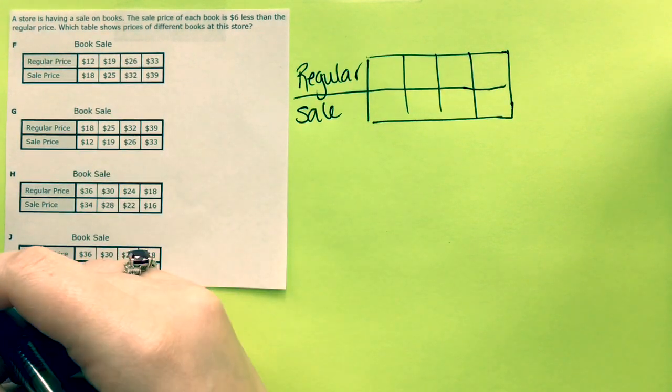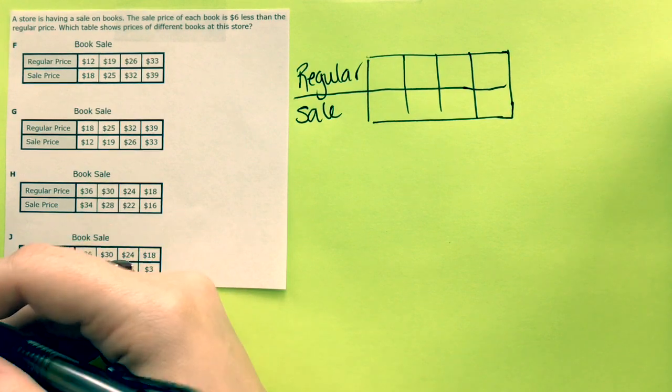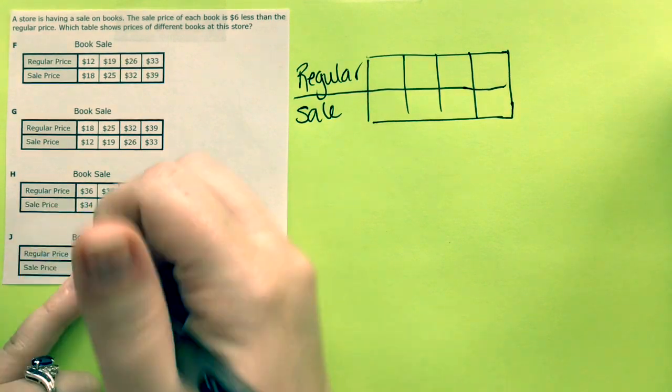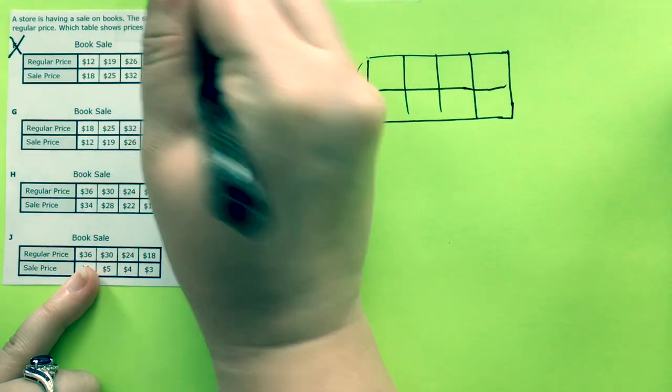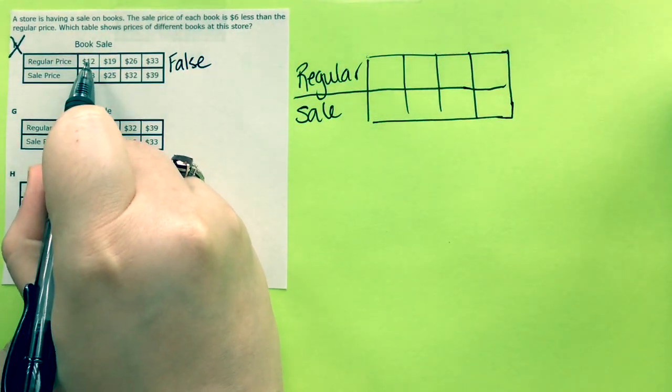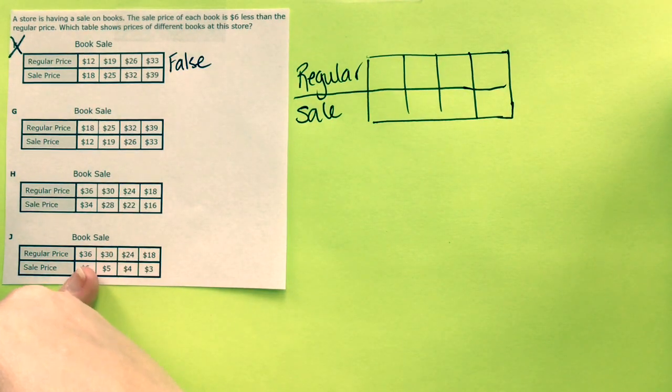Does that make sense with what we just talked about, knowing that if something's on sale, I know I'm going to get it cheaper? Well, no, it doesn't. So I know that F is a false statement because my sale price cannot be more expensive than my regular price, okay? Remember, when something's on sale, I get to buy it for cheaper, okay?